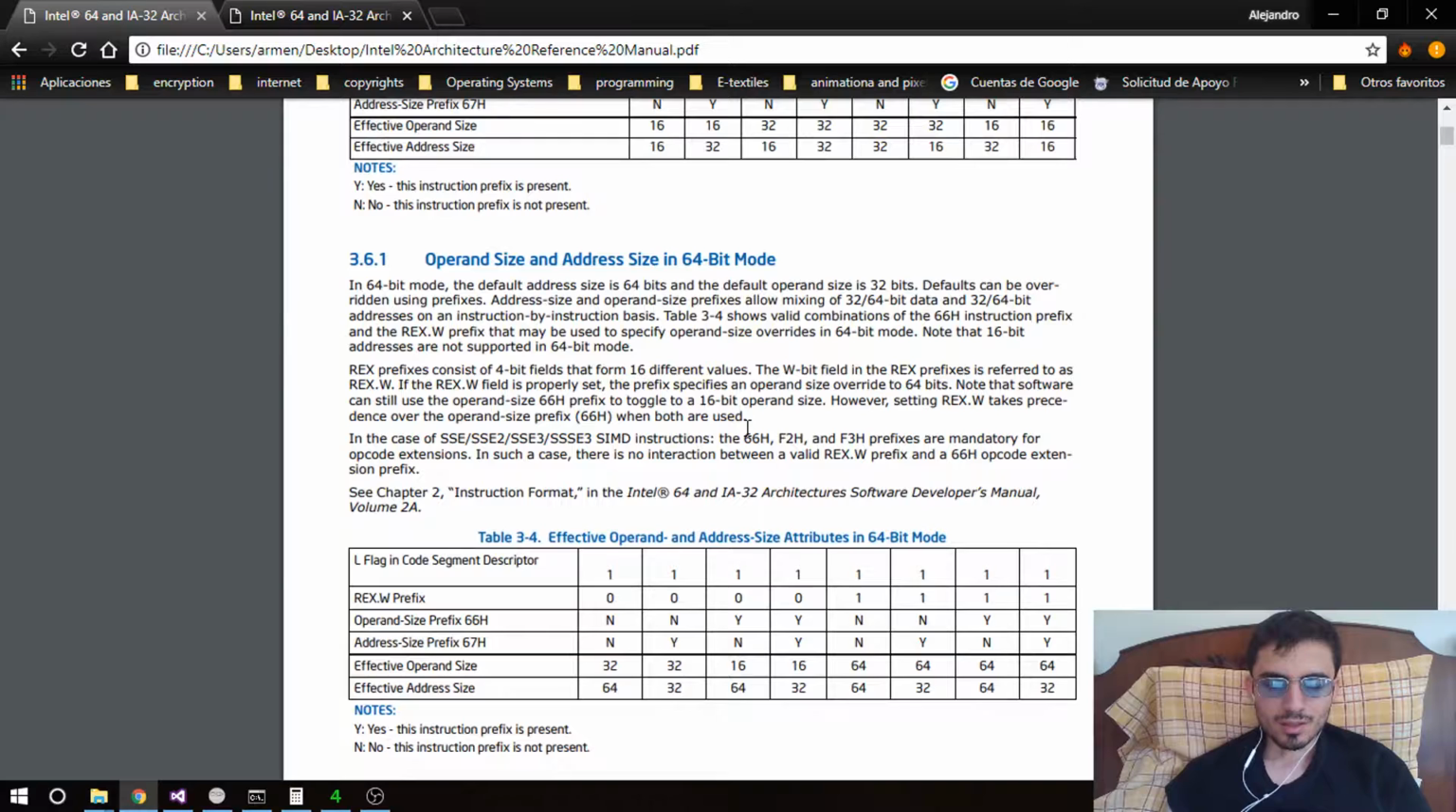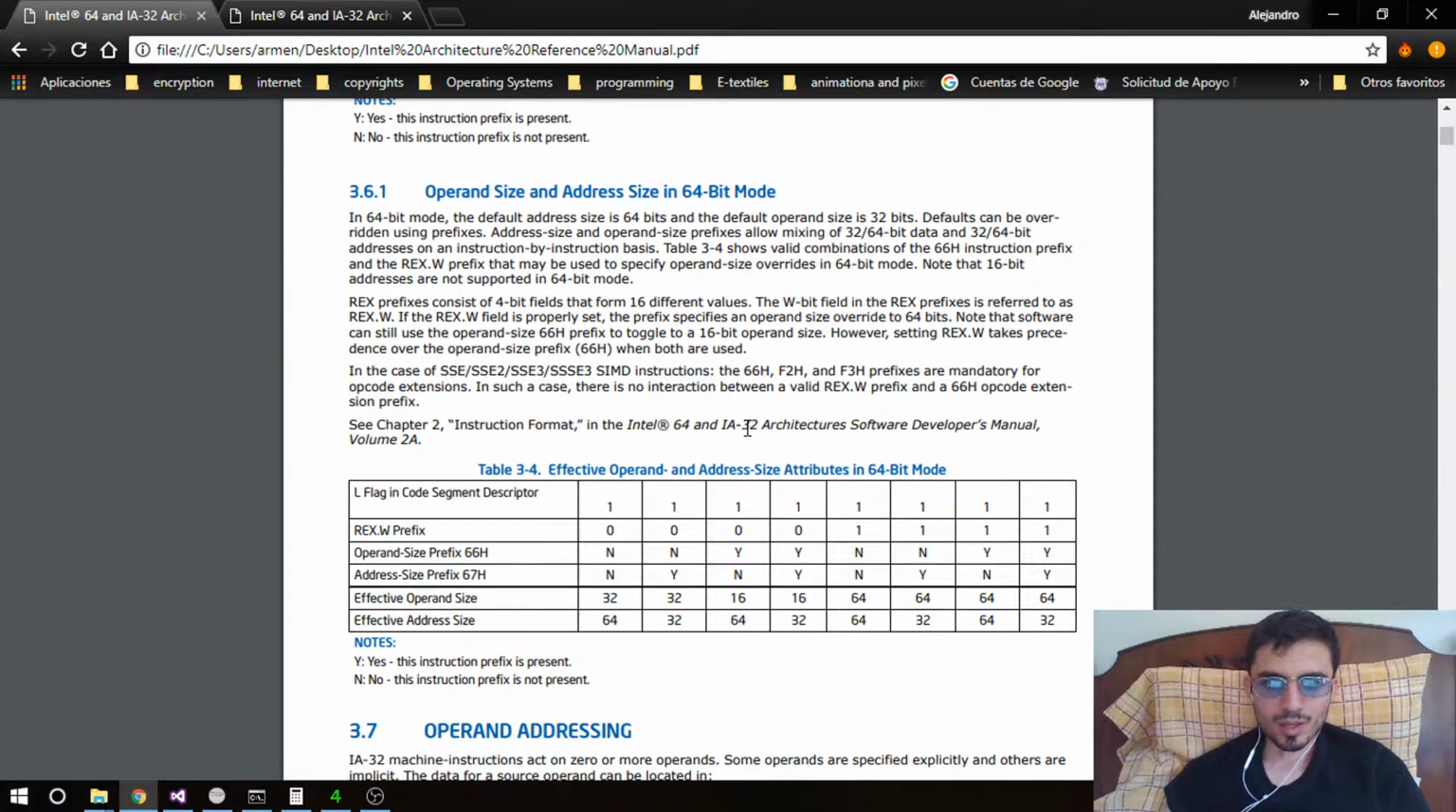Because I read that the address can never be less than 32 in 64-bit mode. Here, 16-bit addresses are not supported in 64-bit mode. So, does that mean that addresses and pointers are not the same thing?